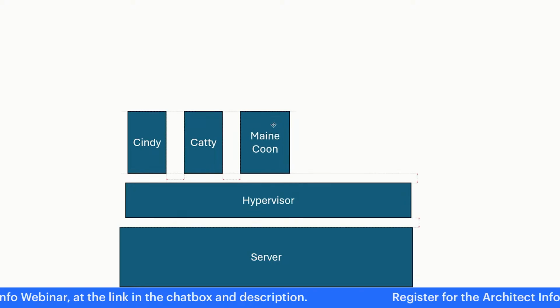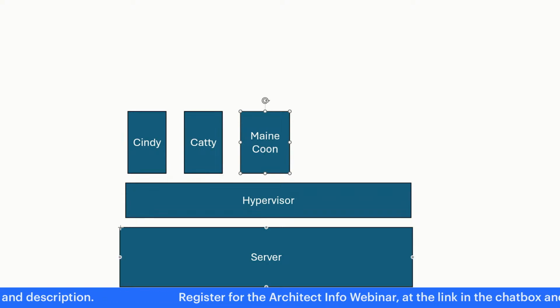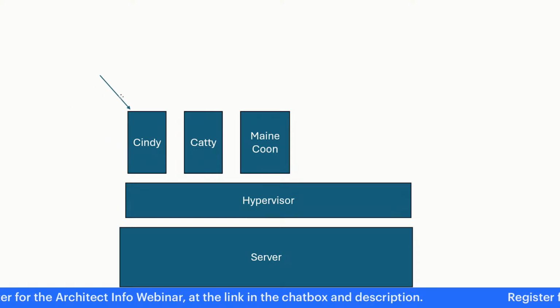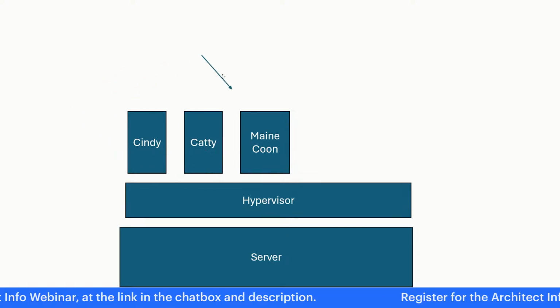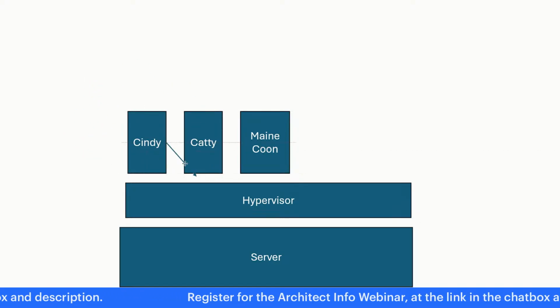So let's say we've got these three different businesses on the same system. In theory, and meaning most of the time, realistically speaking, Cindy should never be able to see Caddy's traffic, or Maine Coon shouldn't see Caddy or Cindy.